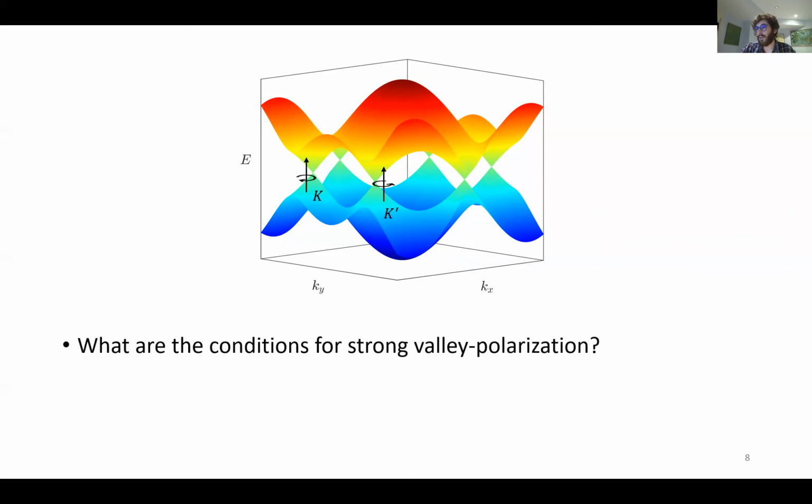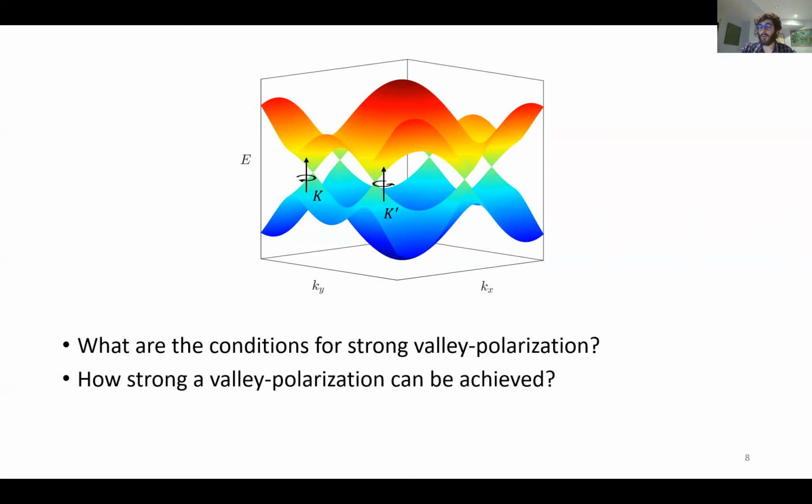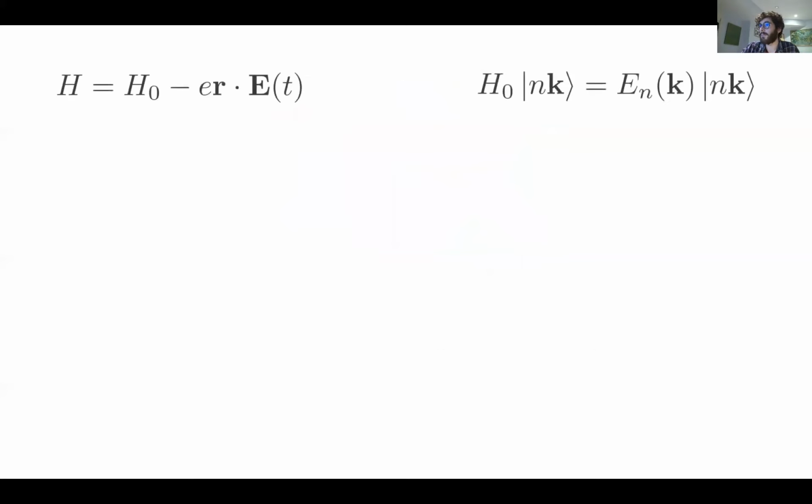And in this talk, what I hope to answer for you is, what are the conditions that lead to a strong valley polarization? How strong of a valley polarization can we achieve? And then finally, what are the optimal operating parameters for the system? So let's get into the math a little bit. This is the math slide, I warn you.